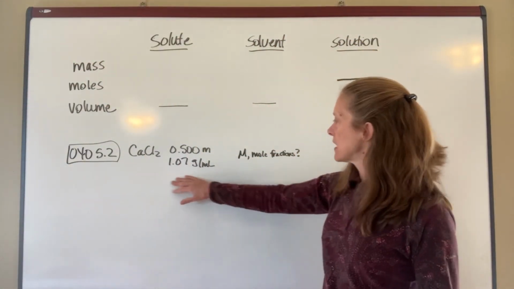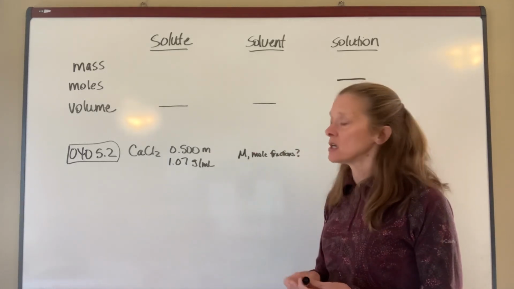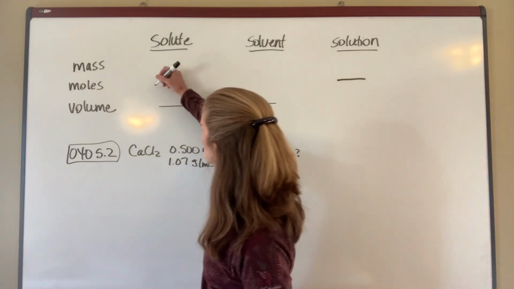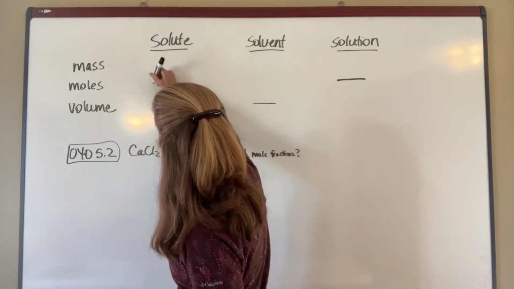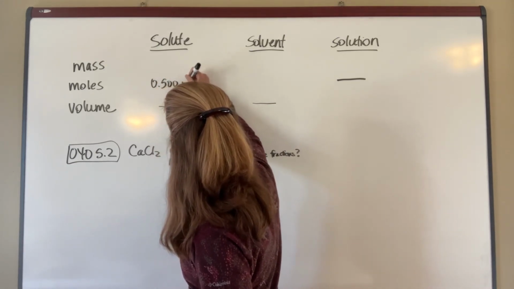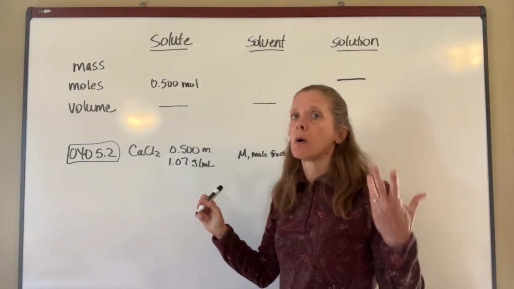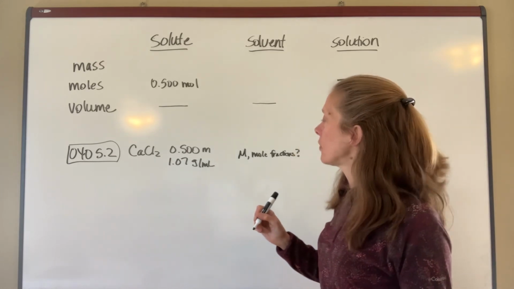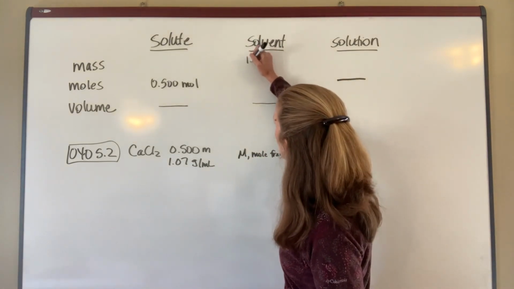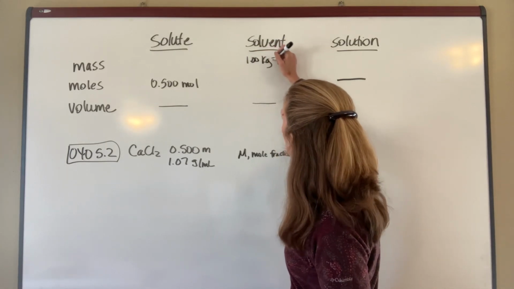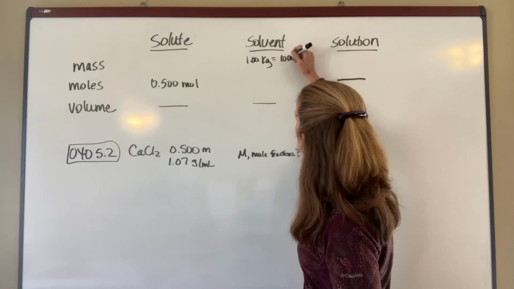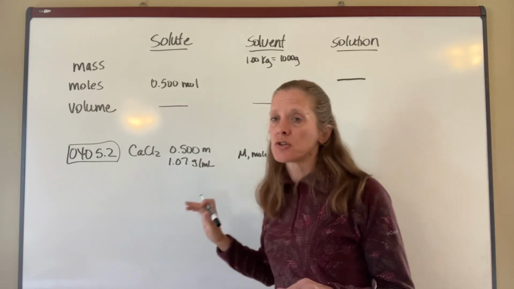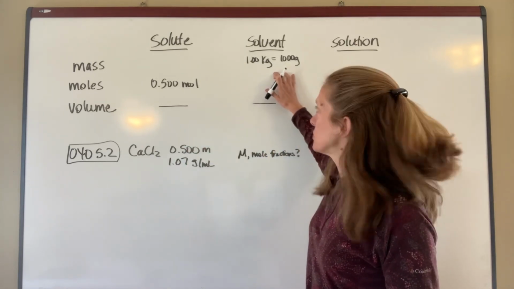Okay, so I've got my given information right here. So let's fill in what I already know. If it's a 0.5 molal solution, what that tells me is that molality is 0.500 moles per what? What is molality? It's moles per kilogram of solvent. So what that means is that I have 1 kilogram or 1,000 grams of solvent. Okay, and I'm going to assume 3 significant figures here, okay? So I have 1 kilogram or 1,000 grams of solvent.